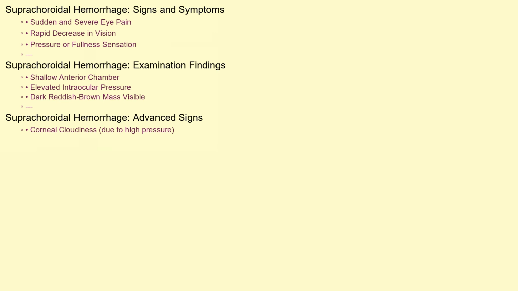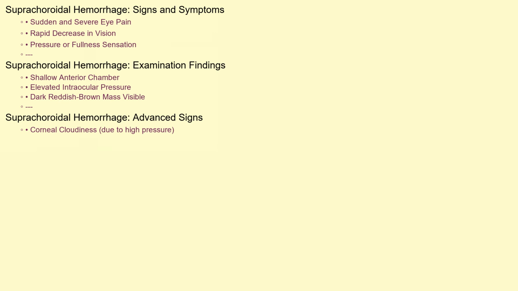The signs and symptoms of suprachoroidal hemorrhage can be dramatic and alarming. Patients often experience sudden and severe eye pain, a rapid decrease in vision, and sometimes a sensation of pressure or fullness in the eye. On examination, the ophthalmologist may observe a shallow anterior chamber, the space between the cornea and the iris, and significantly elevated intraocular pressure.